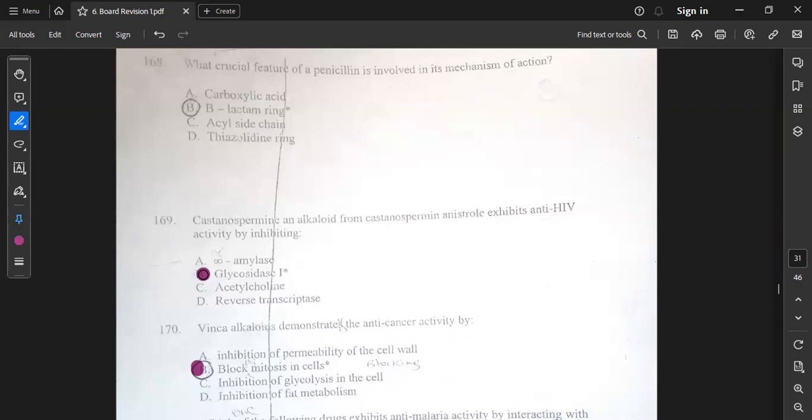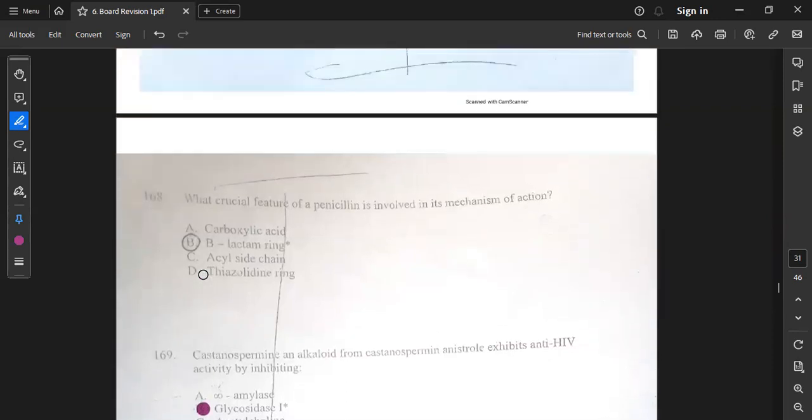So we move on to the next question. What crucial feature of penicillin is involved in its mechanism of action? Yes, beta-lactam ring.